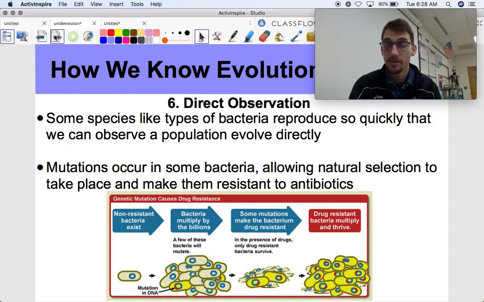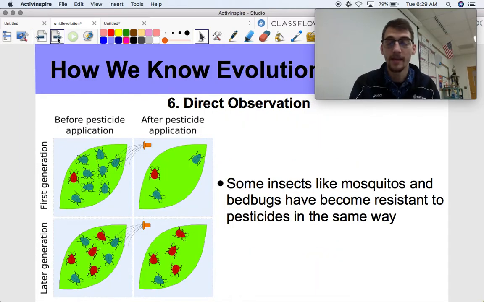And how does evolution occur? Well, we're going to talk about that in our next video when we talk about natural selection. But mutations occur in bacteria, allowing natural selection to take place and make them resistant to antibiotics. So this picture does a pretty good job showing how this works. Non-resistant bacteria exist. Bacteria multiply and divide every 20 minutes. Some mutations make the bacterium drug resistant. So when you use an antibiotic to try and kill some bacteria, say like amoxicillin, the resistant bacteria are going to multiply because you got rid of all their competition. And that's how these can evolve in real time.